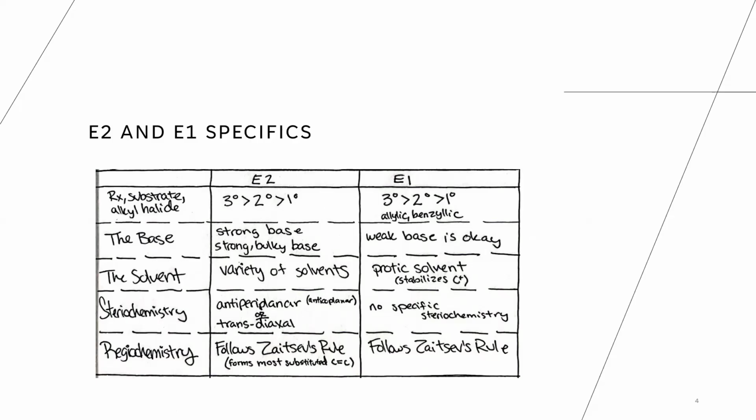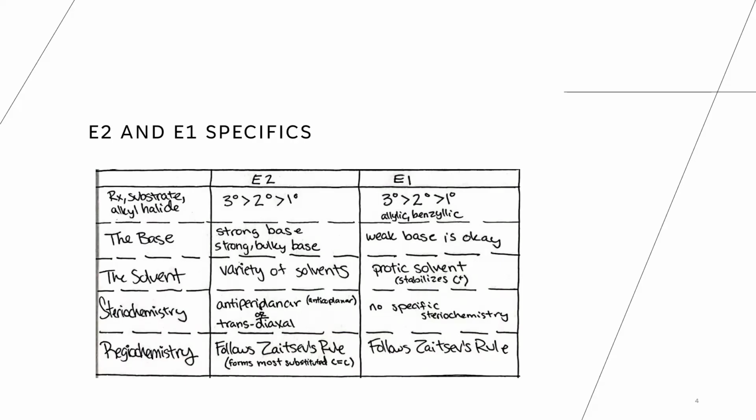With the solvent, E2 is cool with any solvents. It's going to favor an aprotic solvent because that's going to help speed that reaction up. We're not going to get that solvent cage going on. But with an E1, it does need a protic solvent to stabilize that carbocation intermediate. And then with the stereochemistry, with the E2, with it being all one step, we're going to want the antiperiplanar or trans-diaxial stereochemistry to make that attack possible. Whereas in E1, it doesn't really matter.